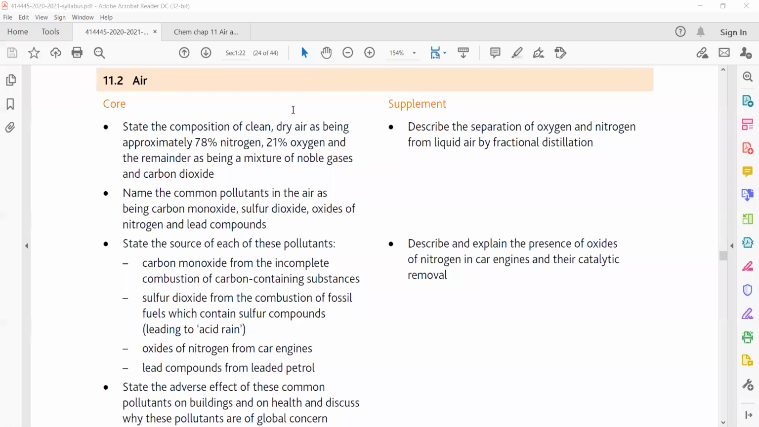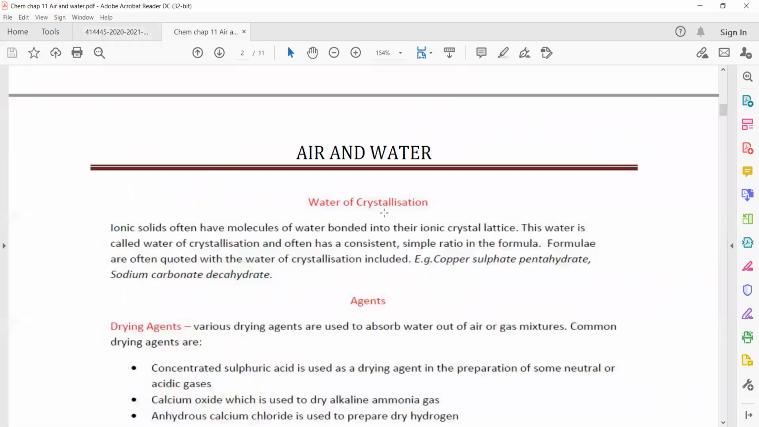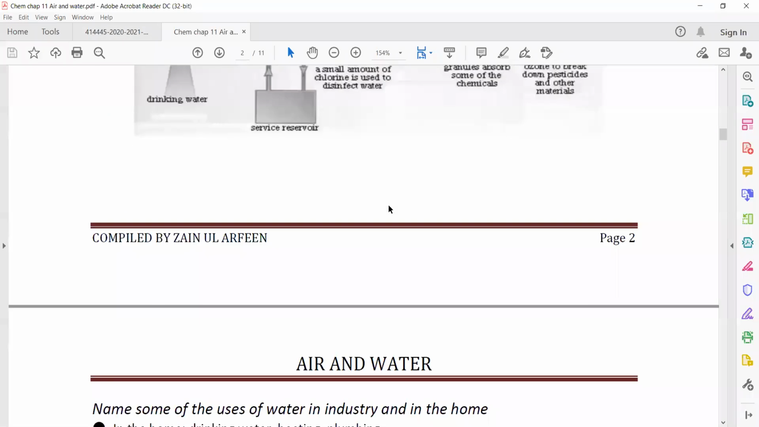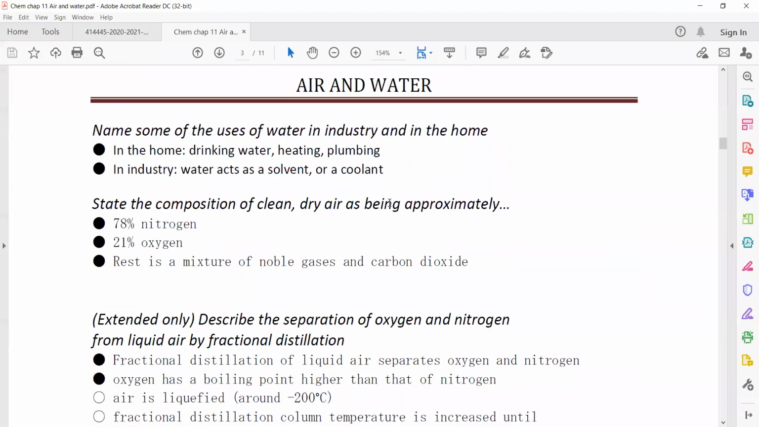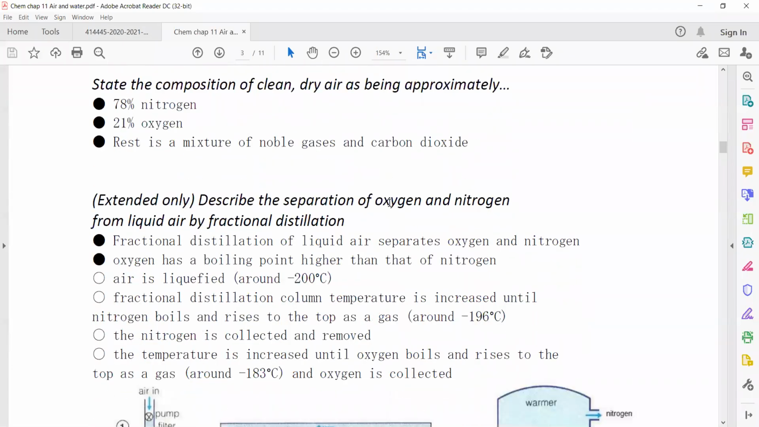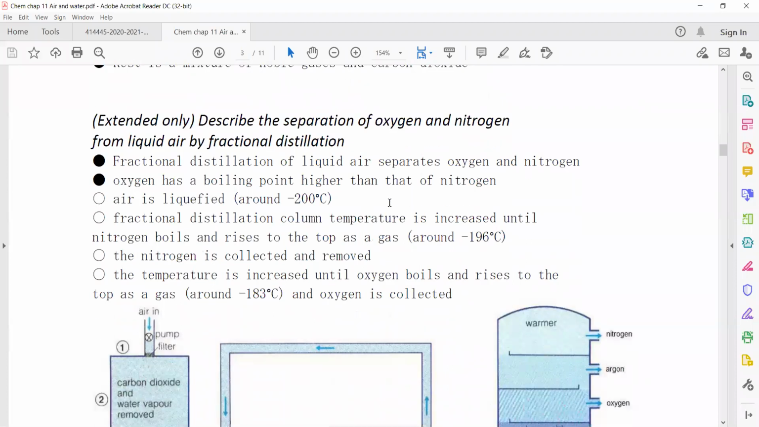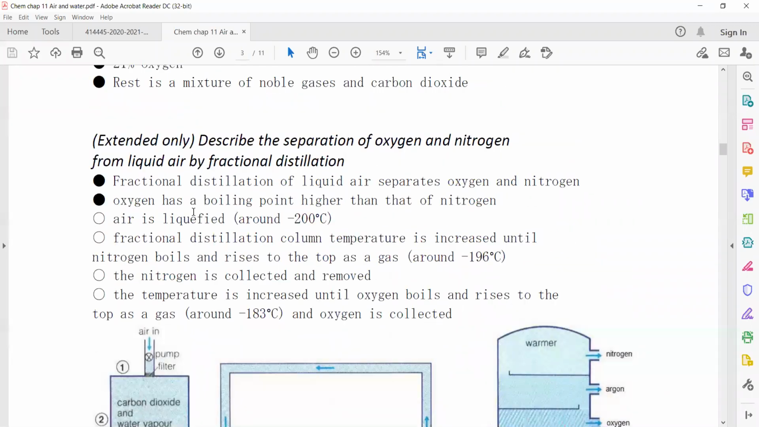Then air: state the composition of dry air as being 78% nitrogen, 21% oxygen, and the remainder a mixture of noble gases and carbon dioxide. And describe the separation of oxygen and nitrogen by fractional distillation. So how do we separate these fractions? The technique we use is fractional distillation of liquid air, which is used to separate oxygen and nitrogen from each other.